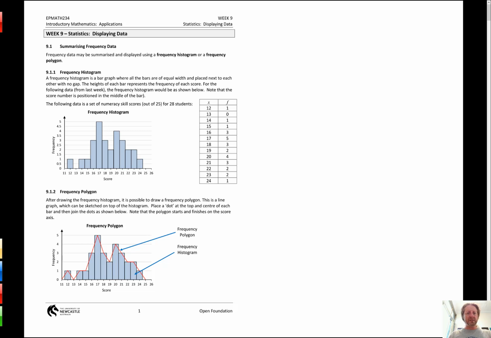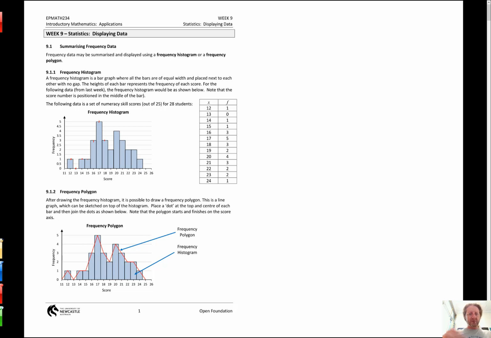Now let's look first at this frequency histogram. In order to create this, unfortunately it's already been created, but we've got all these scores. Remember we label the scores with X's going from 12 to 24. What I would normally have done is said, this score goes up to, there's one of them, so we'll put a dot there. None of them, one of them, one of them, three of them, five of them, and so on. I would have put all the dots there.